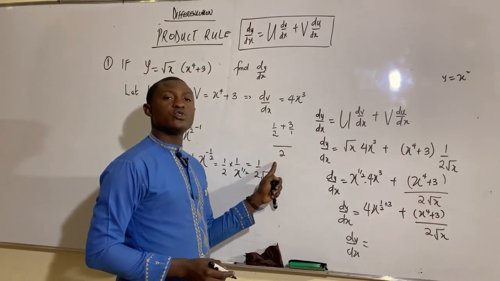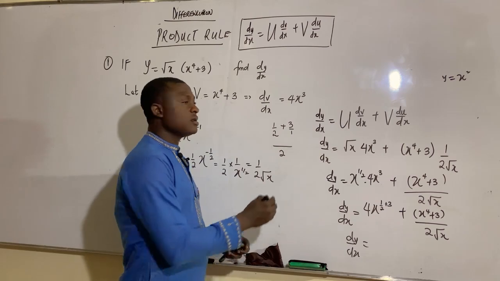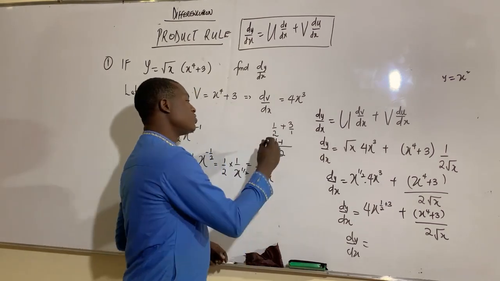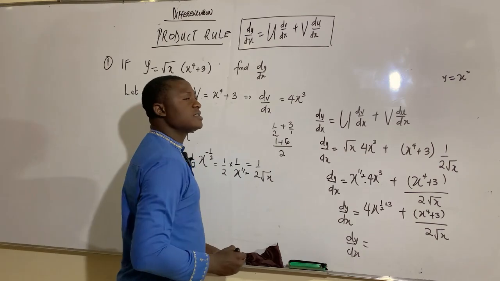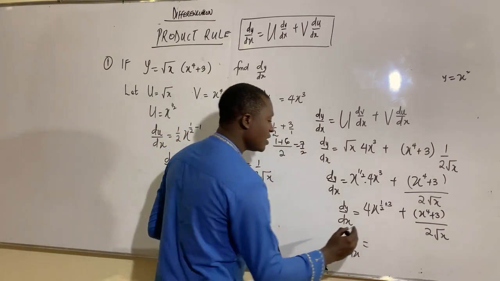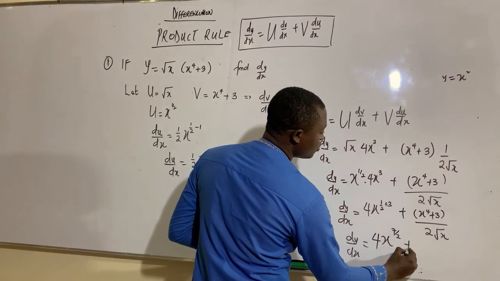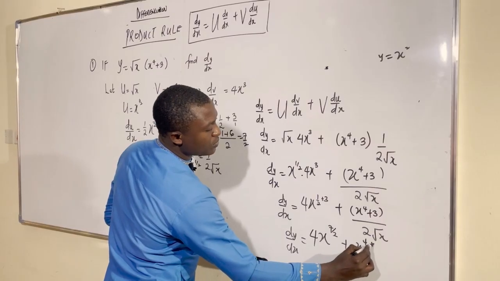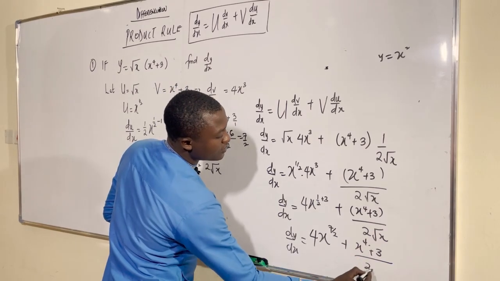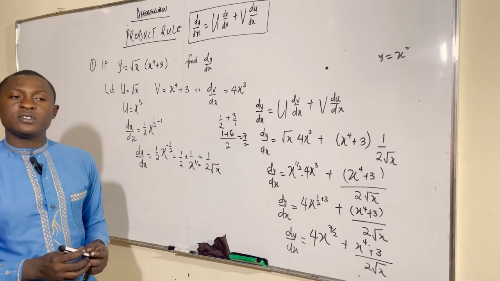So 2 in 2, we are going to have 1. 1 times 1, we have 1. 1 in 2, we have 2. 2 times 3, we are going to have 6. The 1 plus 6, that's going to give us 7 over 2. So here, I can have this one to be 4x raised to the power of 7 over 2, then plus x^4 plus 3, x raised to the power of 4 plus 3, all divided by 2 root of x. So that's what we have for the product rule.